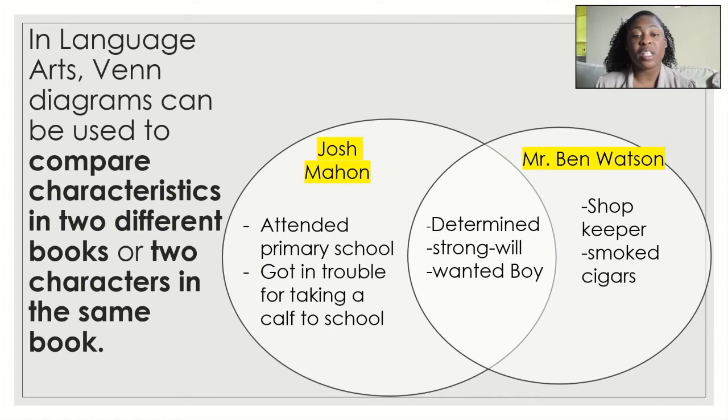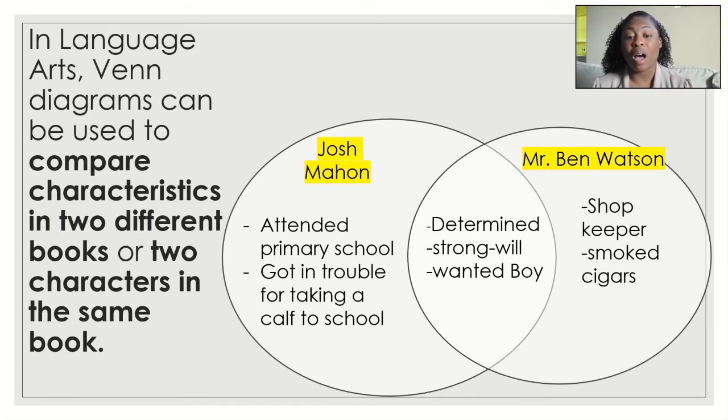In language arts, Venn diagrams can be used to compare characteristics in two different books or two characters in the same book. Do you remember the story called A Cow Called Boy? Let's look at how two characters in this book can be compared using a Venn diagram. We're going to look at the characters Josh Mahan and Mr. Ben Watson. Josh Mahan attended primary school.